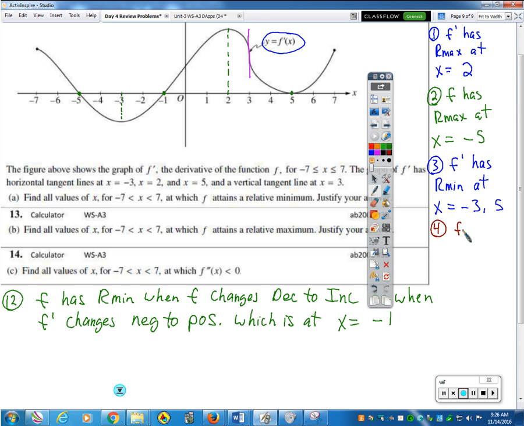F prime has critical points at x equals. Any function, meaning f prime or f double prime, has a critical point when that specific function has a tangent slope value that is either 0 or undefined. Please raise your hand and tell me what x coordinates need to be written here.